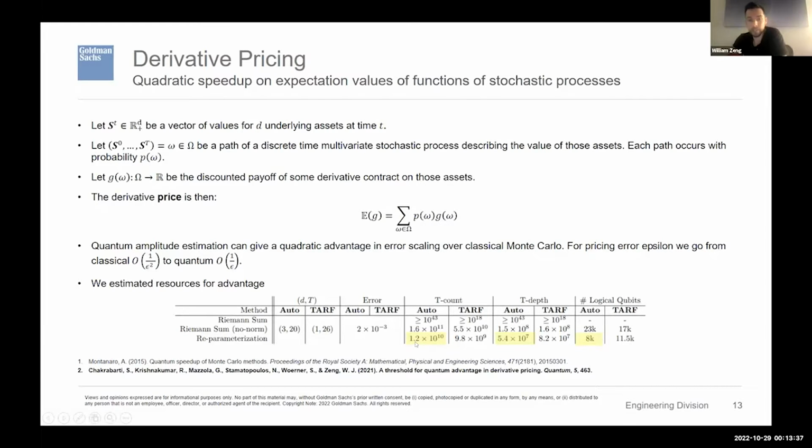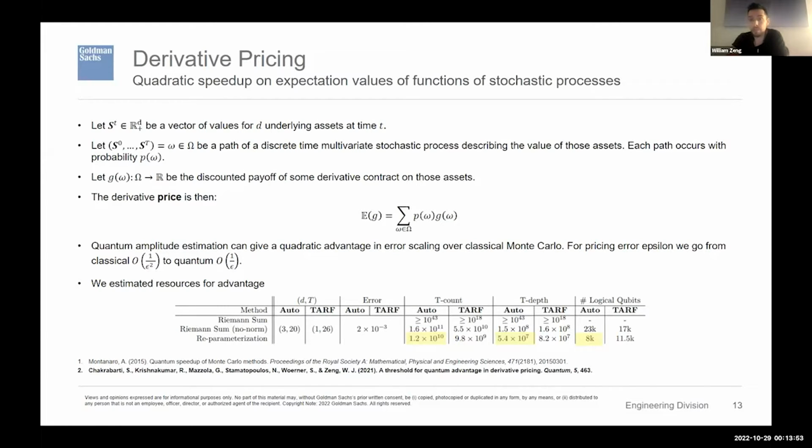And we're able to estimate that you'd need a T count. Well, there's a few things that are interesting about this. One is that you need 1.2 times 10 to the 10 T count, maybe 8,000 logical qubits. So this is definitely in the fault tolerant regime.